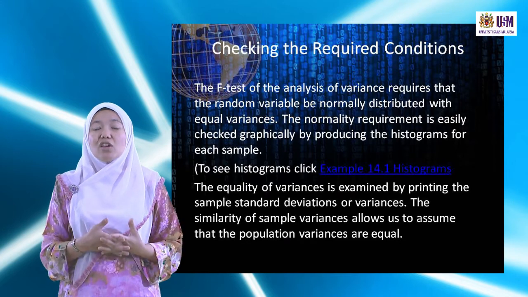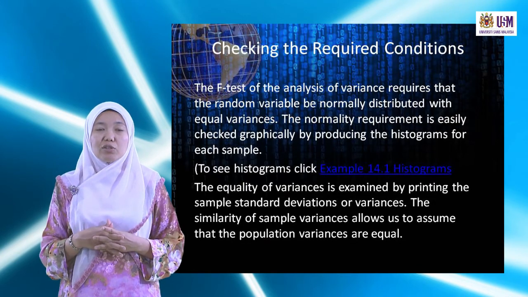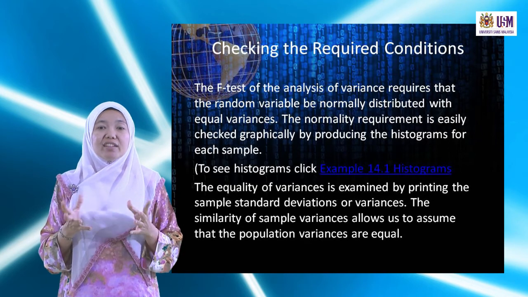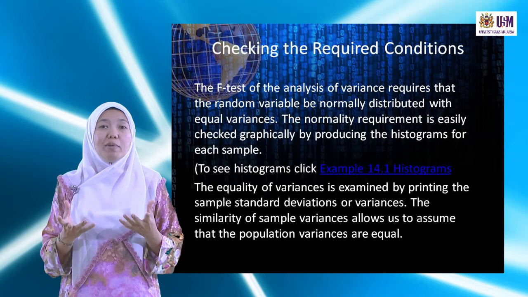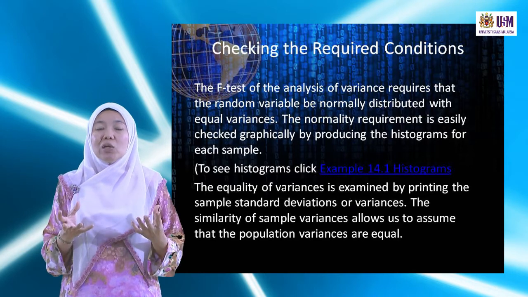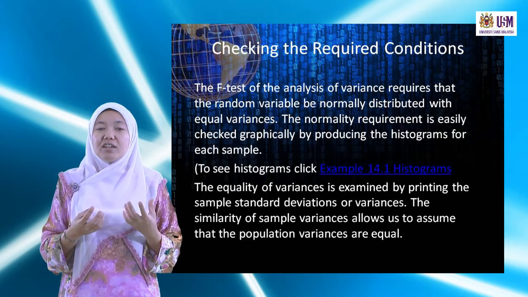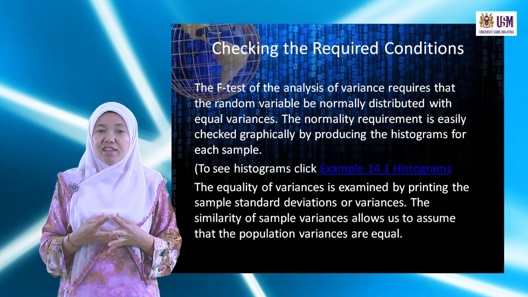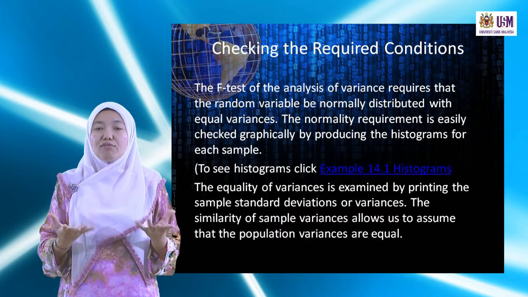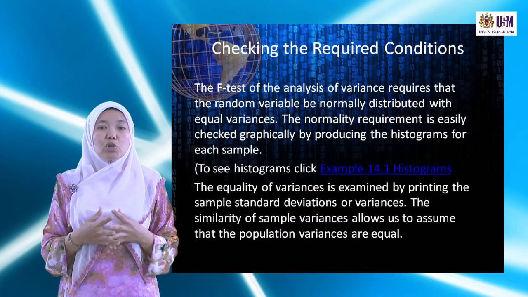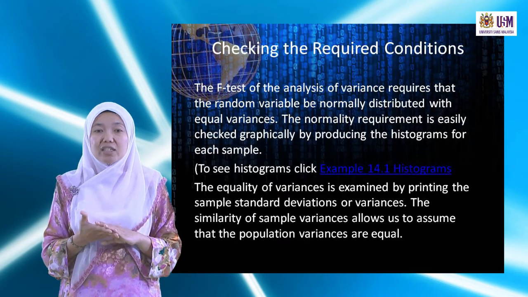When you are doing your F test, you need to check the required conditions. The F test of the analysis of variance requires that the random variable be normally distributed with equal variance. These are the assumptions of ANOVA, the analysis of variance. The random variable must be normally distributed with equal variance. This normality requirement is easily checked graphically by producing a histogram for each sample.